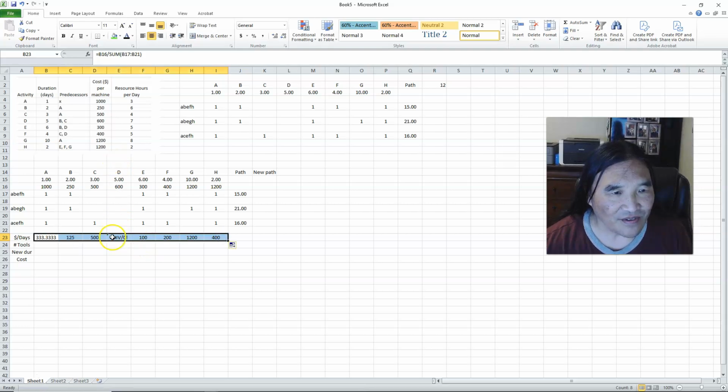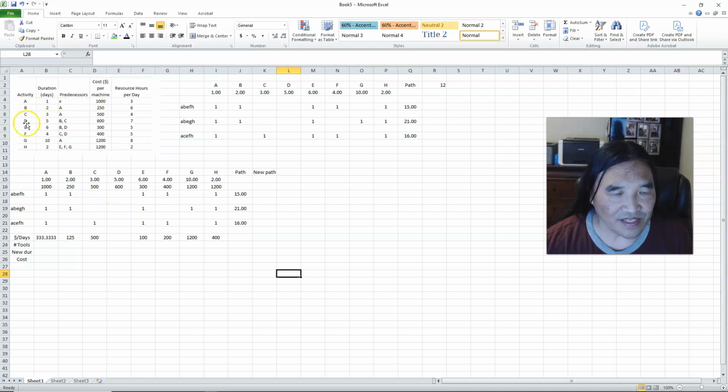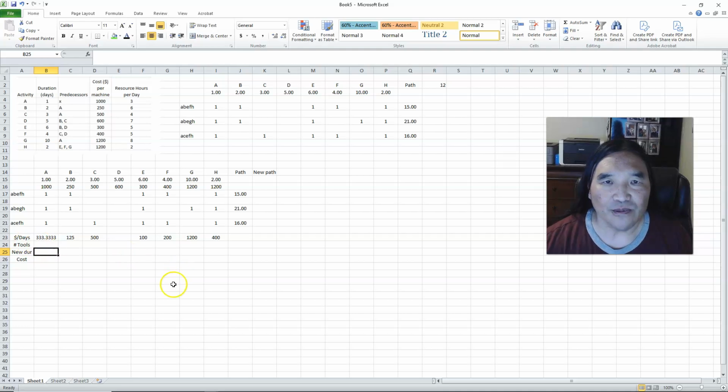And as you can see, it doesn't affect D at all because D isn't on the pathways of any of these. Keep in mind, this is hypothetical. It's just to give you an idea of how to do this problem. So the next thing I need to think about is, what is my duration? Well, here I can just enter manually how many tools to be put in.